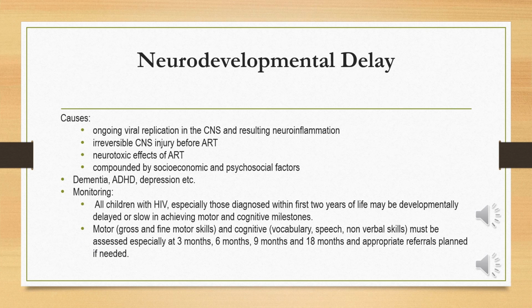Neurocognitive impairment is another problem in children living with HIV, which can be easily missed if not properly looked for. The causes are multifactorial and include ongoing viral replication, irreversible CNS injury before initiation of ART, neurotoxic effects of ART, and these are compounded by socioeconomic and psychosocial factors. The diseases included in this umbrella include dementia, attention deficit hyperkinetic disorders, depression, etc.